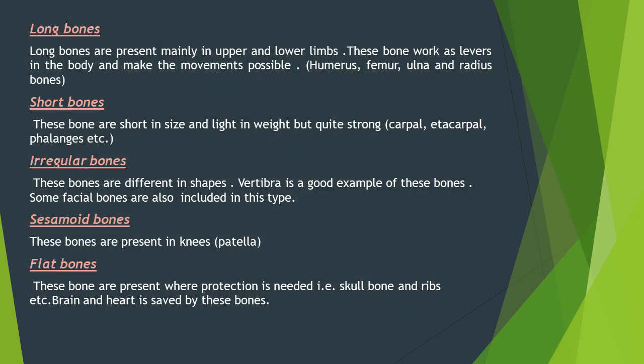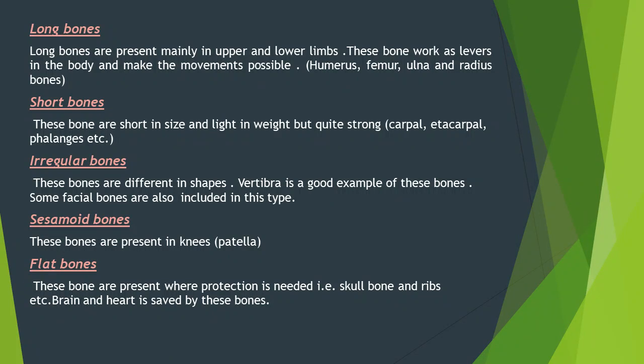Long bones. Long bones are present mainly in upper and lower limbs. These bones work as levers in the body and make the movements possible. Humerus, femur, ulna, and radius bones. Short bones. These bones are short in size and light in weight but quite strong, carpals, metacarpals, phalanges, etc.